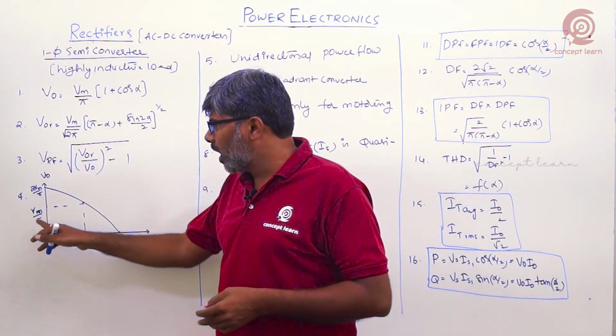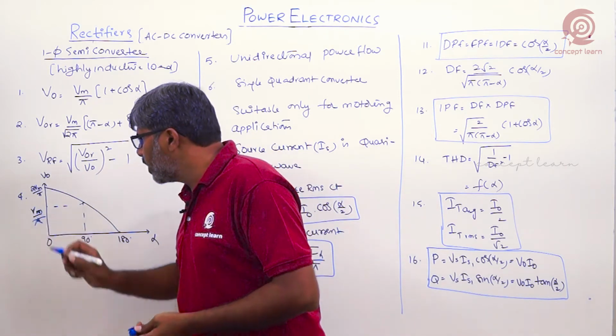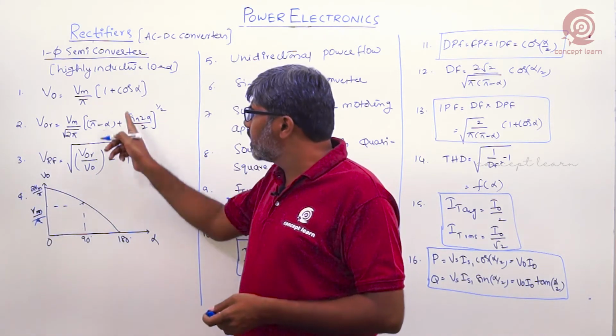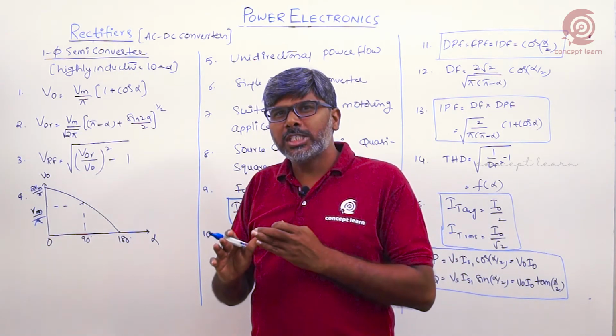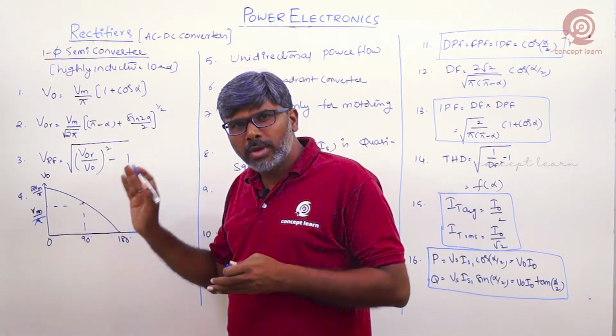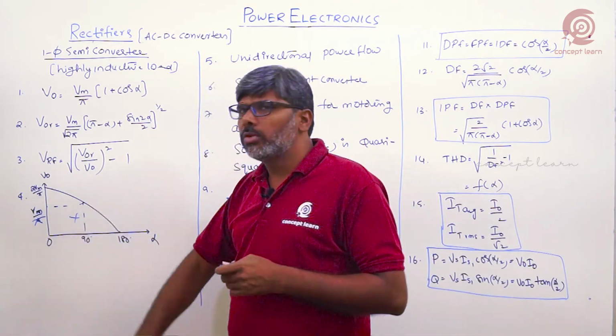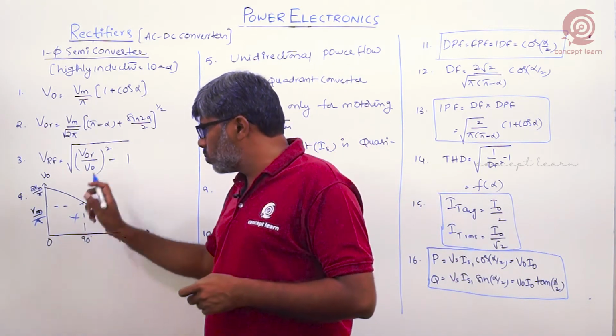At 90 degrees, the average output voltage is Vm by pi. At 180 degrees, output voltage is 0. So if the firing angle varies between 0 to 180, the average output voltage is always positive. There is no negative value, right? So output voltage is positive always.